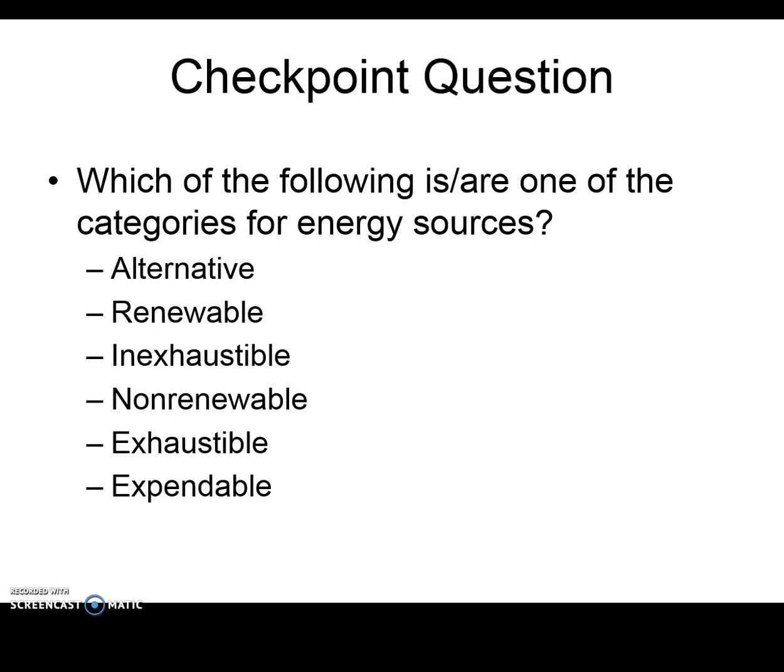Before we continue with specific examples of each of the three types of energy sources, we will see if you have been paying attention so far. Answer this question.